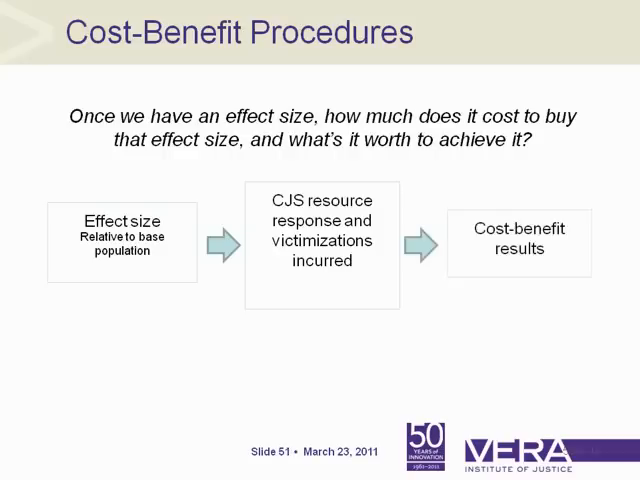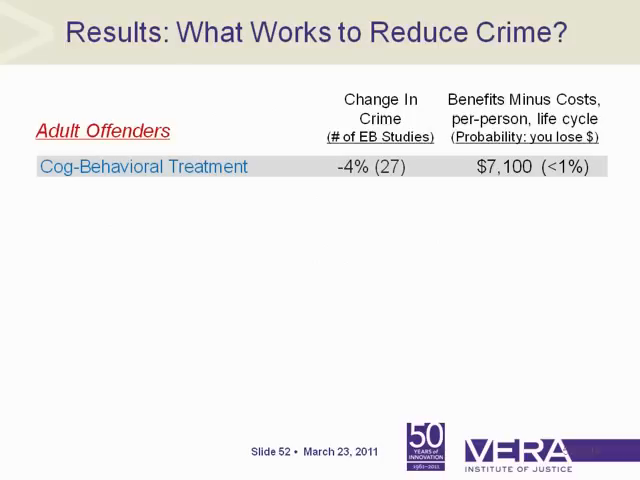And so once you come up with those, the effect size and the resource responses, then you're able to come up with some cost-benefit results. So I'll give you an example. Right now I'm actually coding cognitive behavioral treatment. I've been reading these studies for many weeks now, and this is our current estimate, although this will change because I'm currently working on it.